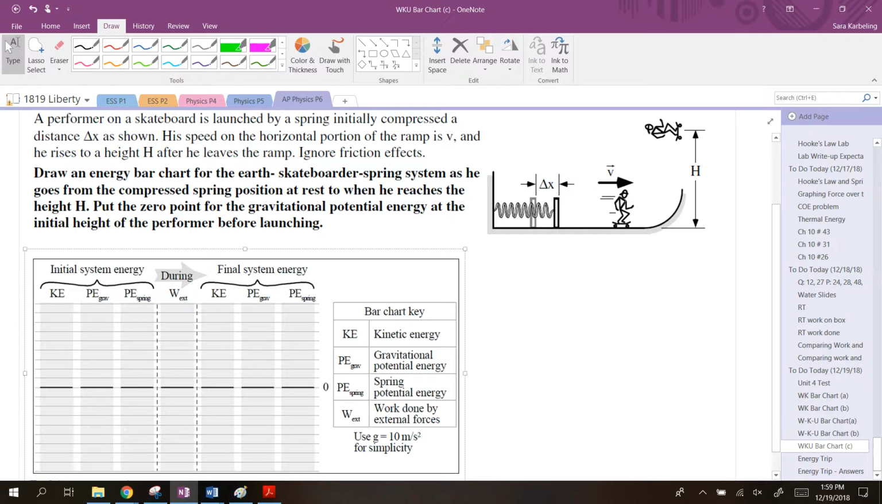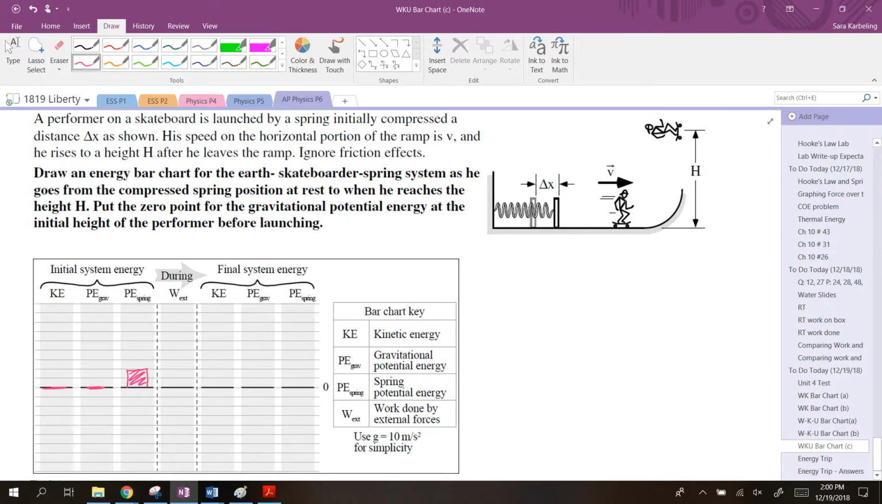Talk to me about the energy he has at the beginning. Spring potential. How much is he going to have? Pick a number. 2. Okay, I like that number. How much gravitational potential energy does he have at the beginning? 0. How much kinetic does he have at the beginning? 0. Okay, let's talk about the end.